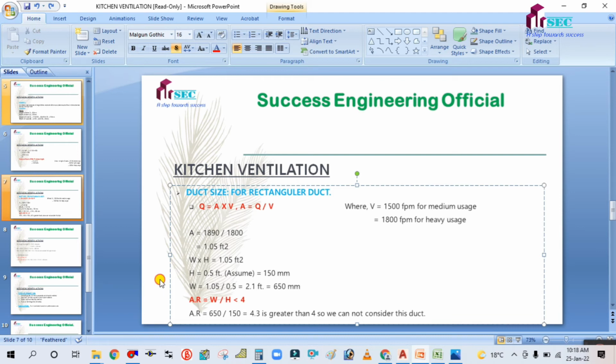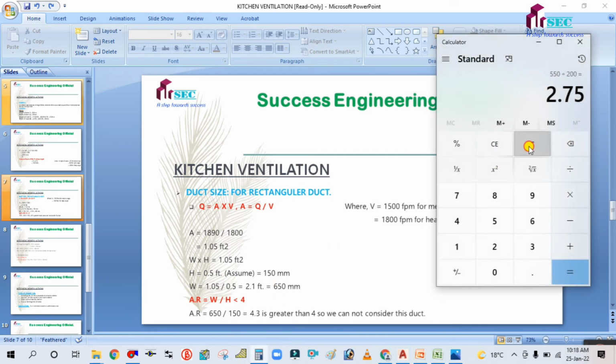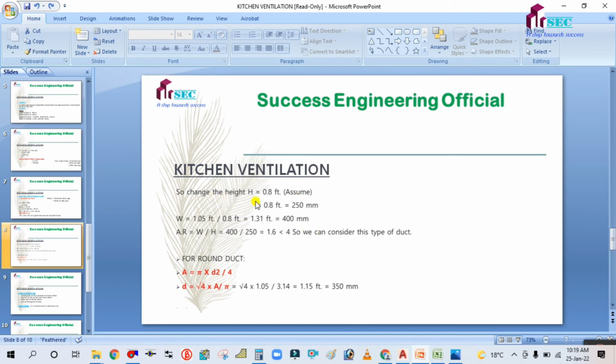Okay, so after assuming the 150 height, the width we are getting is 650. So check here the aspect ratio: 650 divided by 150, so 4.3. So 4.3 is greater than 4, so we cannot consider this duct. Okay, aspect ratio should be 4:1. So in the next slide, we show changing the height of the duct.